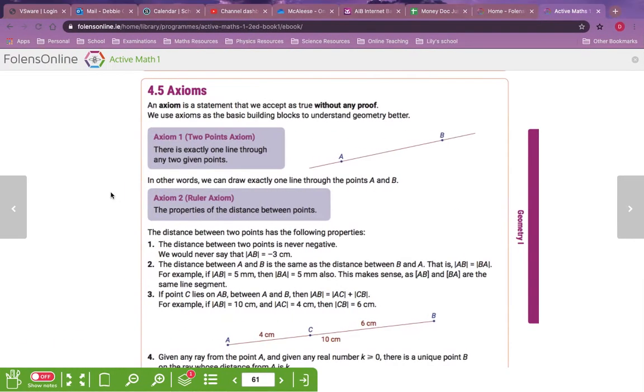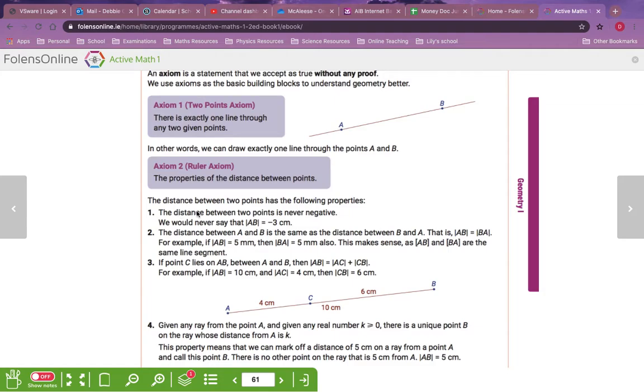Now I'm just going to go to page 61. The second one is the properties of the distance between 2 points. The distance between 2 points is never negative. That makes sense if it's a distance; there's no way it could be a negative distance. A negative distance doesn't make sense. And the distance between A and B is the same as the distance between B and A.